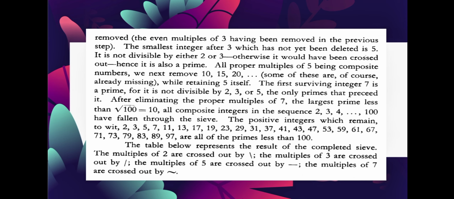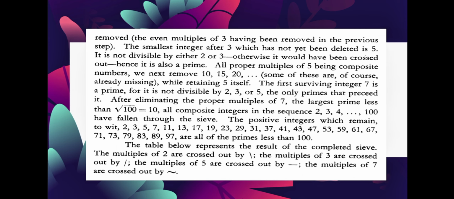The even multiples of 3 having been removed in a previous step. The smallest integer after 3 which has not yet been deleted is 5. It is not divisible by either 2 or 3, otherwise it would have been crossed out. Hence it is also a prime. All proper multiples of 5 being composite numbers, we next remove 10, 15, 20. Some of these are of course already missing. While retaining 5 itself, the first surviving integer 7 is a prime, for it is not divisible by 2, 3, or 5, the only primes that precede it.